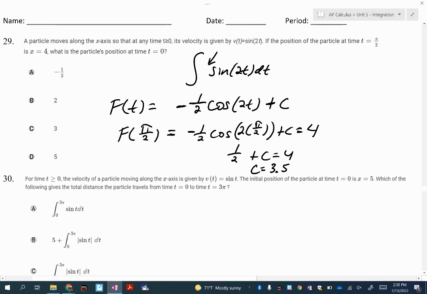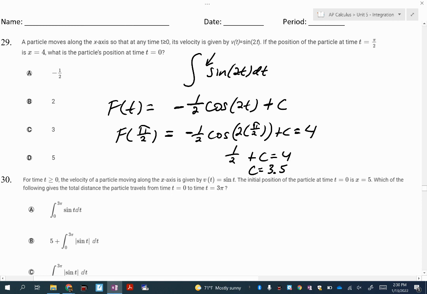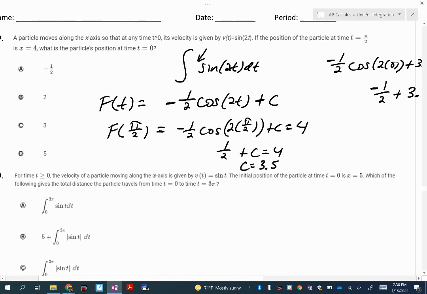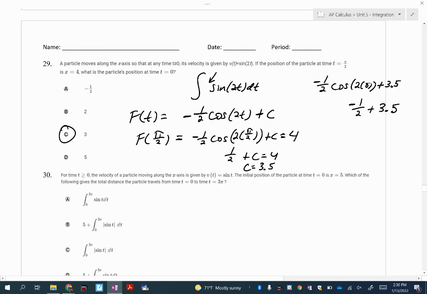Now, what is the particle's position at time t equals 0? I'm going to do negative 1/2 times cosine of 2 times 0 plus 3.5. Whatever that is will give me my answer. Cosine of 0 is 1, so that's negative 1/2 plus 3.5. So the answer is going to be 3. So 29 is C.